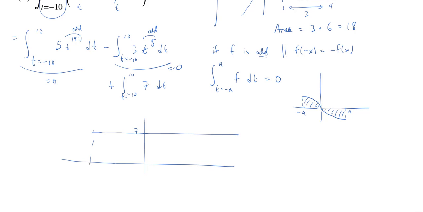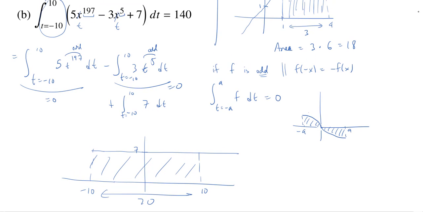I just draw here from negative 10 to positive 10. It's just a rectangle. The base is 20, and the height is 7. And so I end up with 140, which is what the answer they gave me was. Nice.